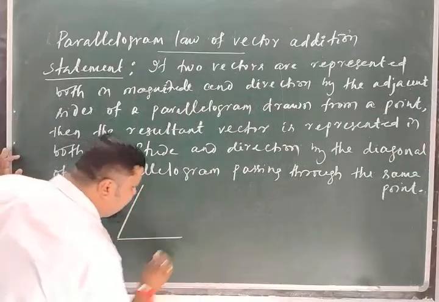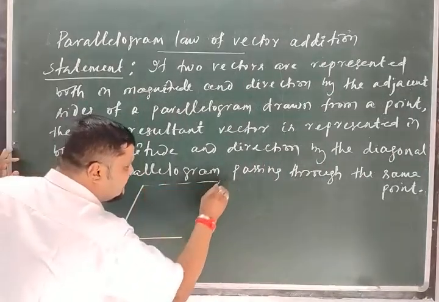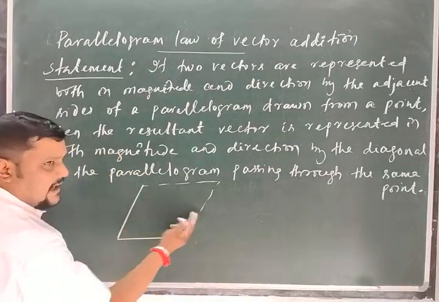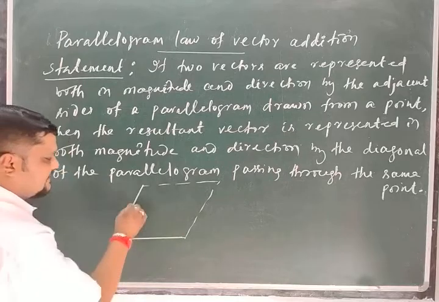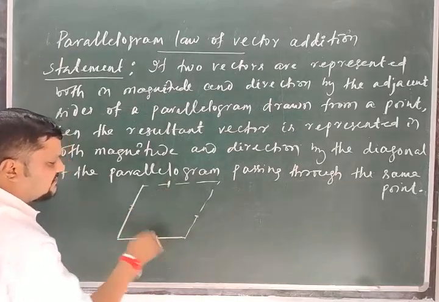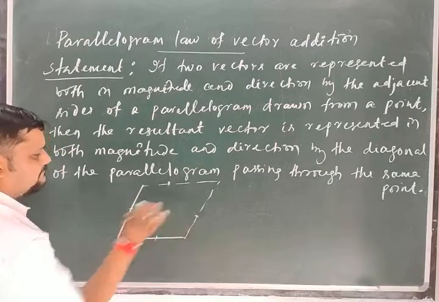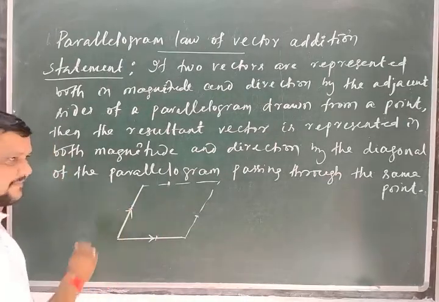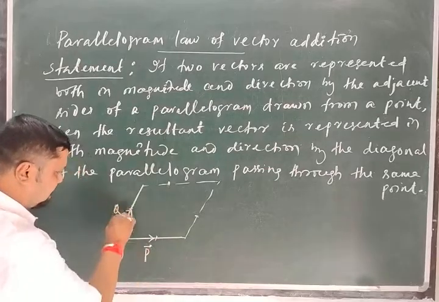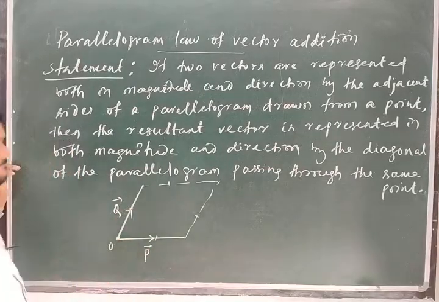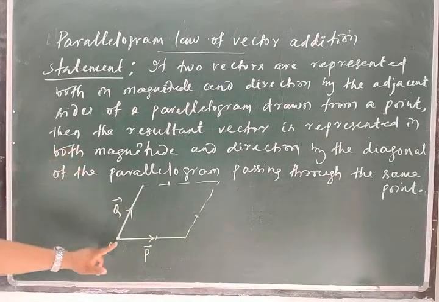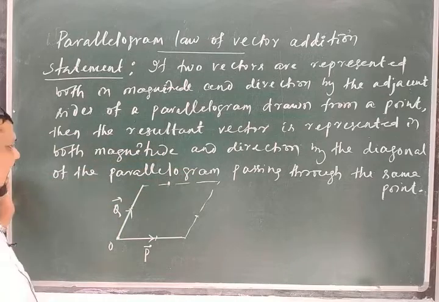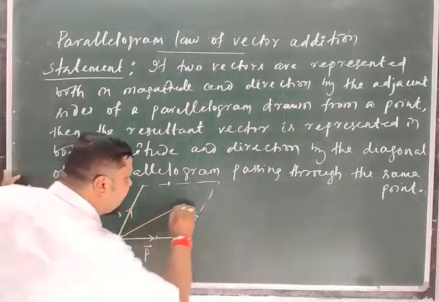common point, so these are the two vectors. Let me draw a parallelogram first. So this is the parallelogram, right? The opposite sides are parallel. So this is parallel to this one, this is parallel to this one. So this is called a parallelogram. And let us consider the two vectors represented like this, the two adjacent sides of the parallelogram P and Q, starting from a common point O. Then the resultant vector is represented in both magnitude and direction by the diagonal of the parallelogram. So now you draw the diagonal.